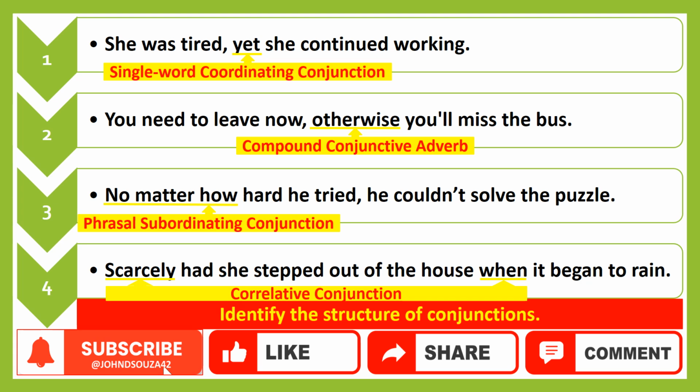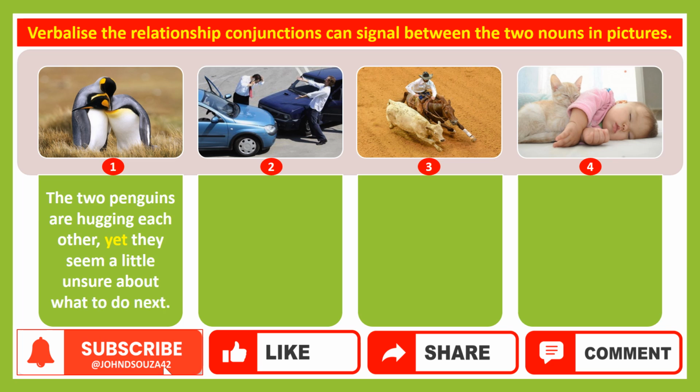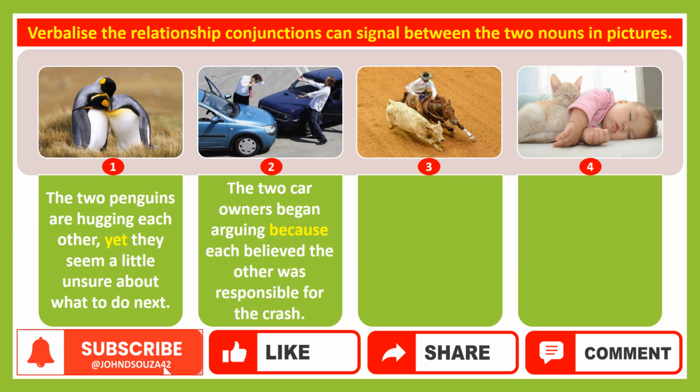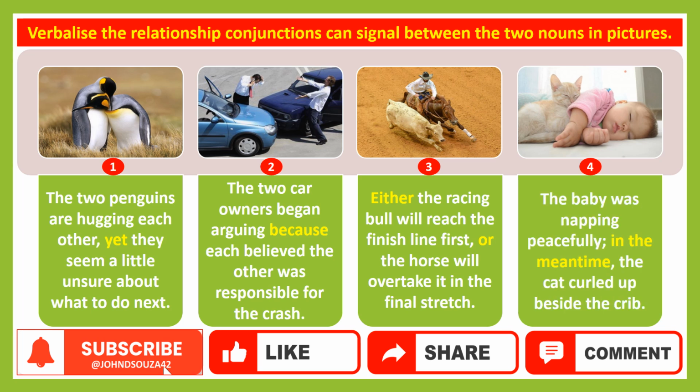Let's identify and verbalize the relationship conjunctions that indicate the connection between the two nouns shown in the pictures. Use a coordinator to show the relationship between two penguins. Use a subordinator to show the relationship between two car owners. Use a correlative to show the relationship between a racing bull and a horse. Use a phrasal conjunctive to show the relationship between a cat and a baby.